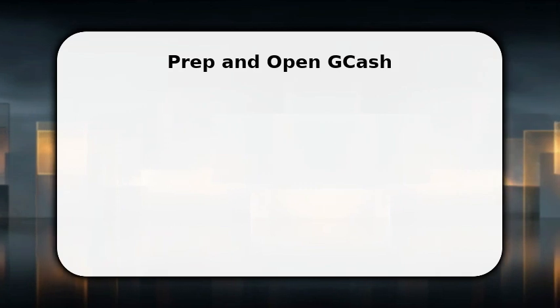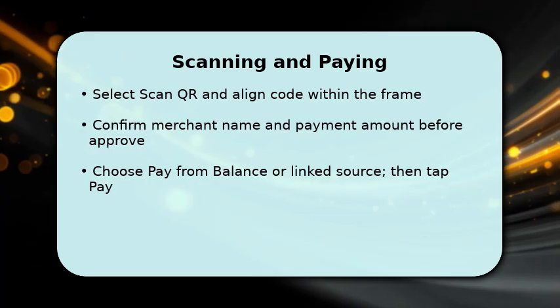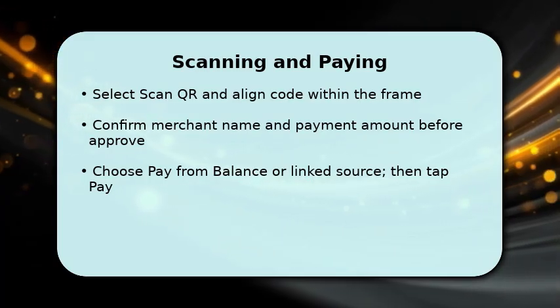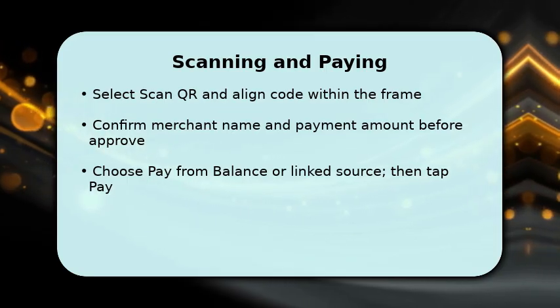You now position the phone so the merchant QR fits the scanning frame. The app reads it instantly when aligned. Once Gcash decodes the QR, check the displayed merchant name and amount. This prevents sending money to the wrong recipient.